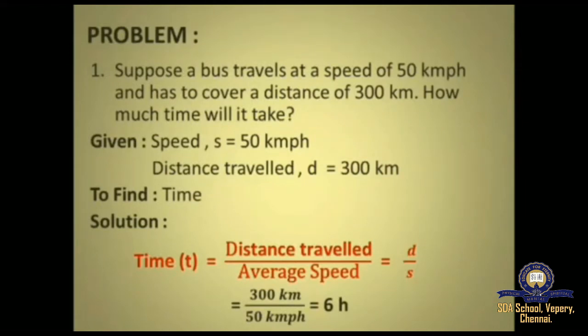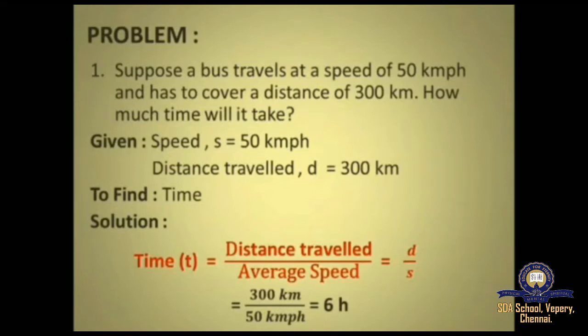So the solution is, write the formula of the time first. So time t is equal to distance traveled by speed, that is d by s. So what is the distance traveled by the bus? It is 300 kilometer divided by the average speed is 50 kilometer per hour. Kilometer in the numerator and kilometer in the denominator gets cancelled and the hour goes to the numerator. So when we divide 300 by 50, we get it as 6 hours.